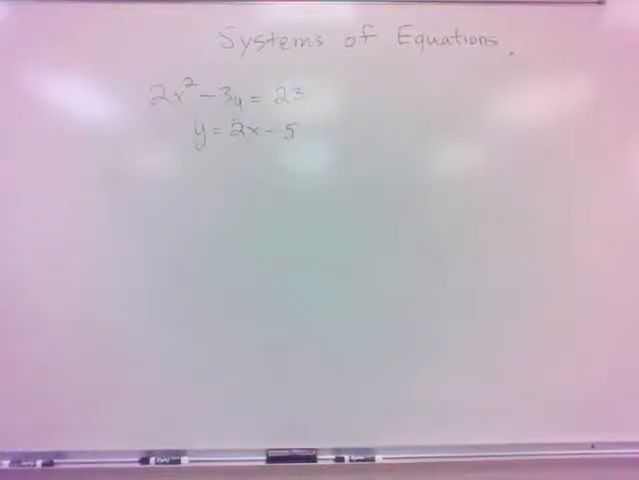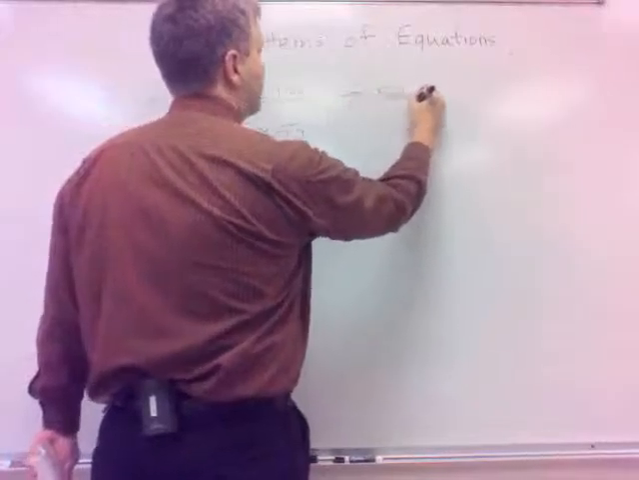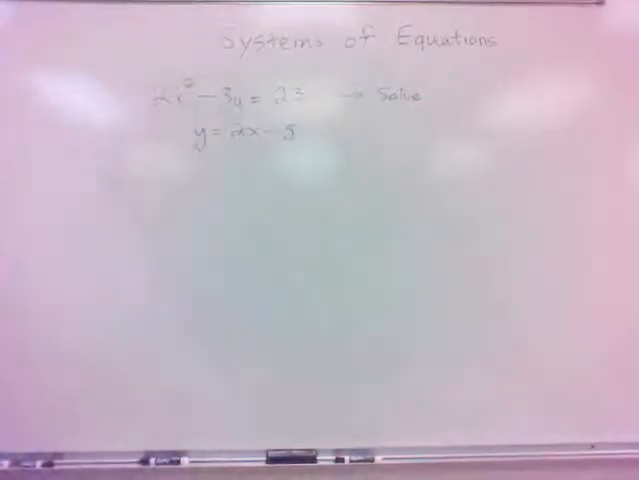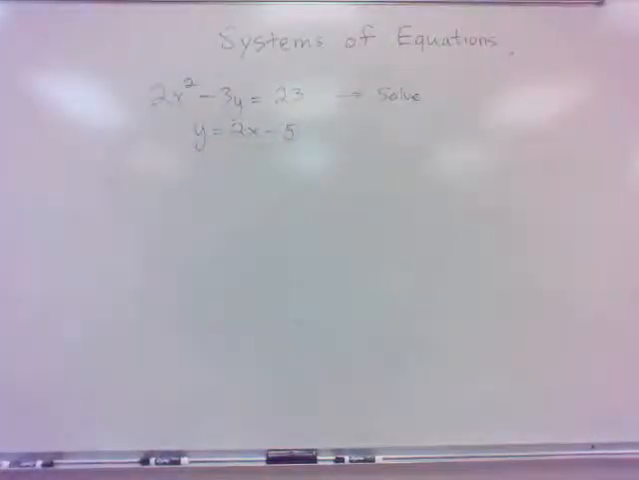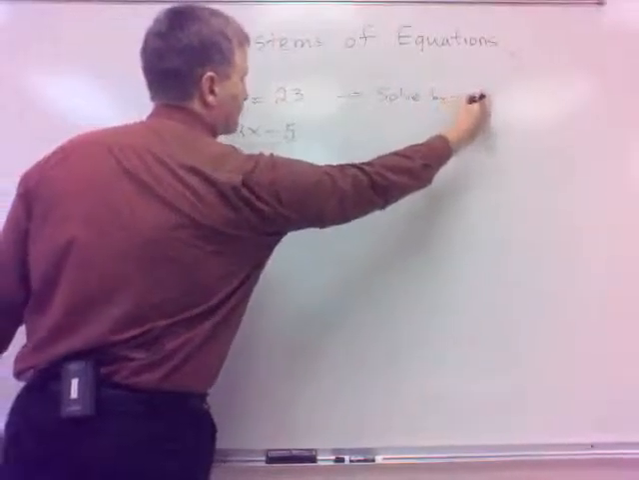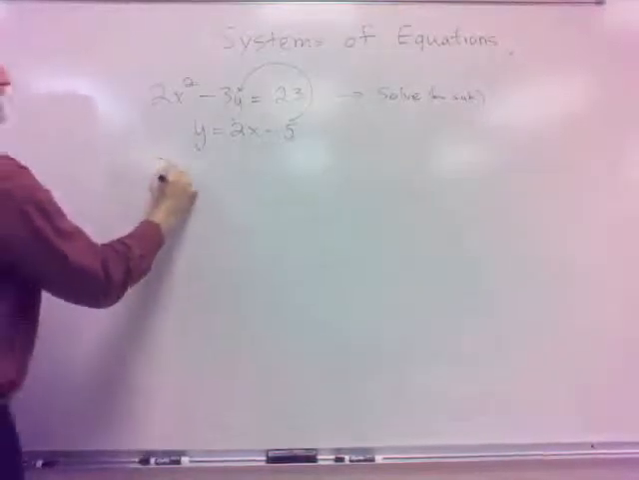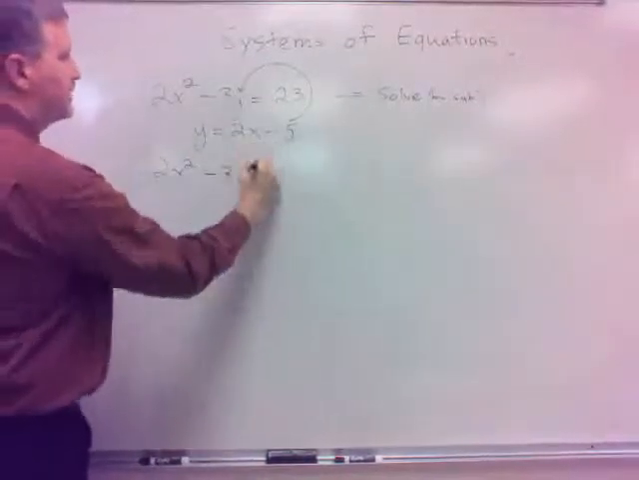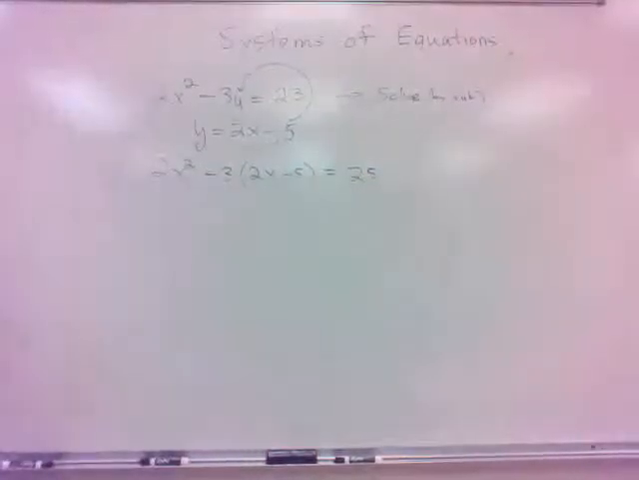So let's see what happens. We just want to solve it. And looking at it, what are you thinking as far as solving? Substitution or elimination? Substitution, yeah. Again, we've got the y equals, and so that's going to be really nice for substitution, isn't it? Let's just for y, substitute 2x minus 5. So we get 2x squared minus 3 times 2x minus 5 equals 25.